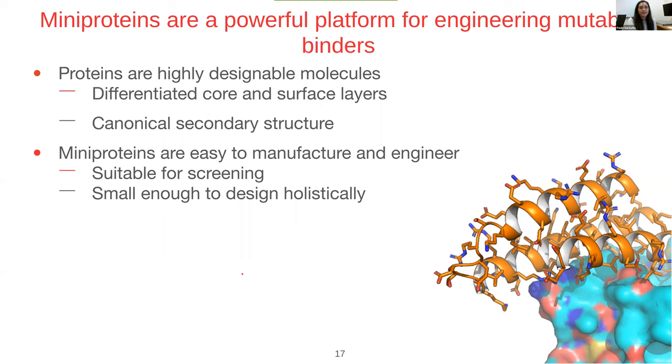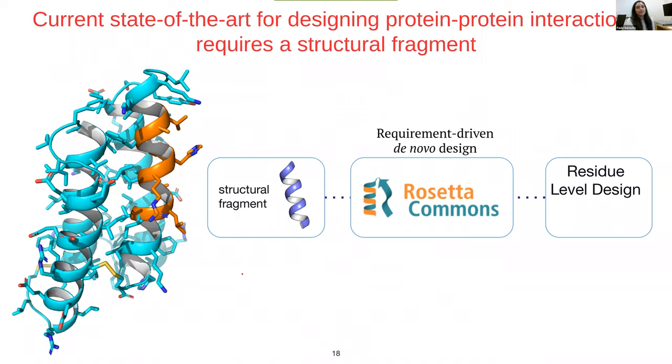So I will go over the strategy now of how the mini proteins were designed. The current state of designing mini proteins is that you usually want to start with a structural fragment that already has an interface to your target, right? Structural fragment most likely being an alpha helix that already creates a good interaction with hotspot residues that can bind to the target. And then you use Rosetta to build the backbone around it and do the residue level design and design your mini proteins.